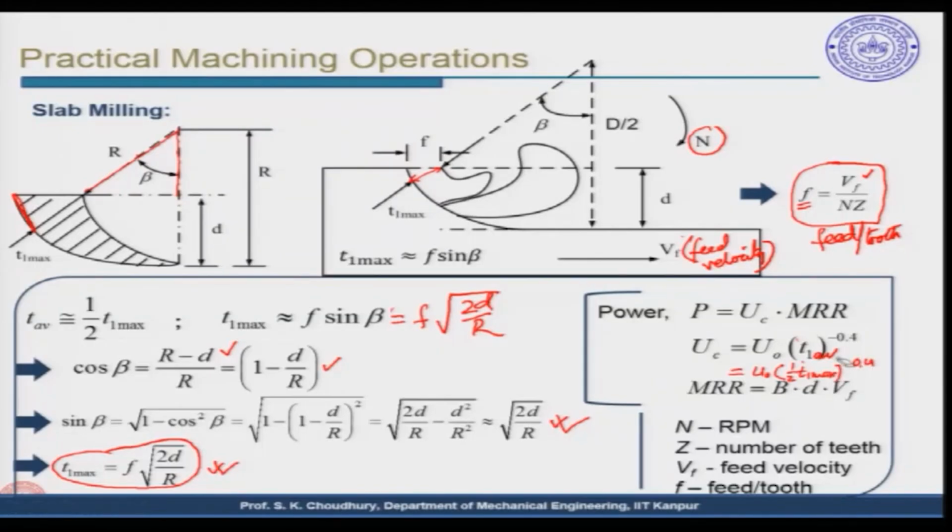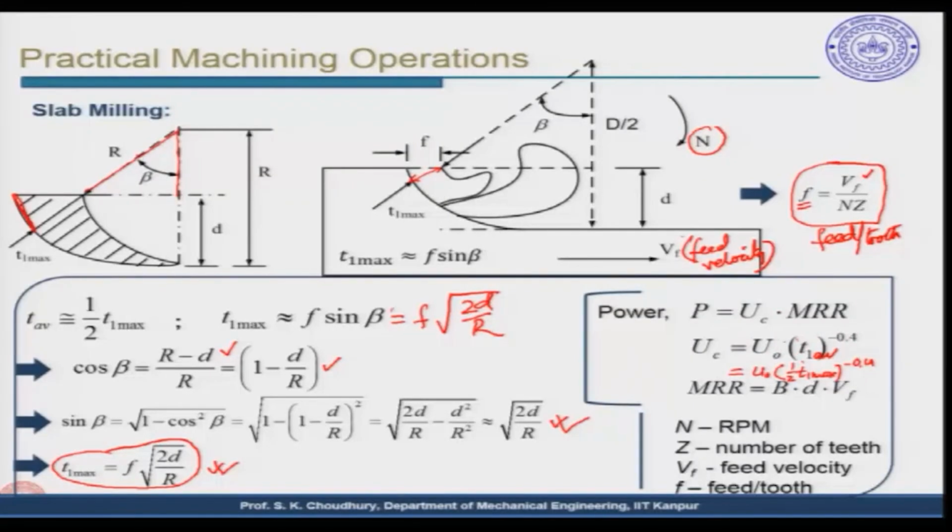So, this is the difference between the turning and the milling process, because here the T1 varies from 0 to maximum as I said. So, therefore, half of the T1 maximum is taken as the T1 average, as it is shown here. So, in this formula of UC equal to U0 T1 to the power minus 4, this T1 we take as the T1 average, which is half of the T1 maximum.